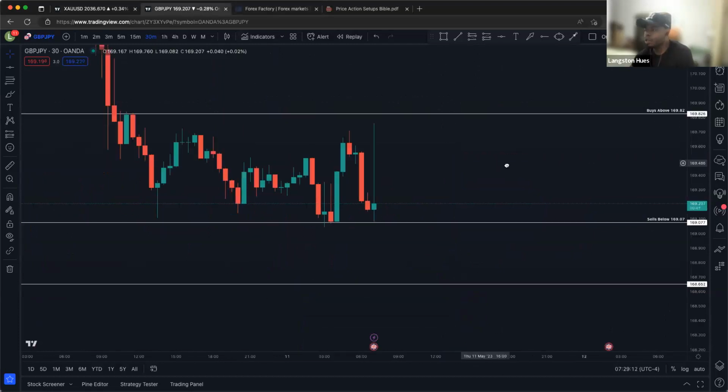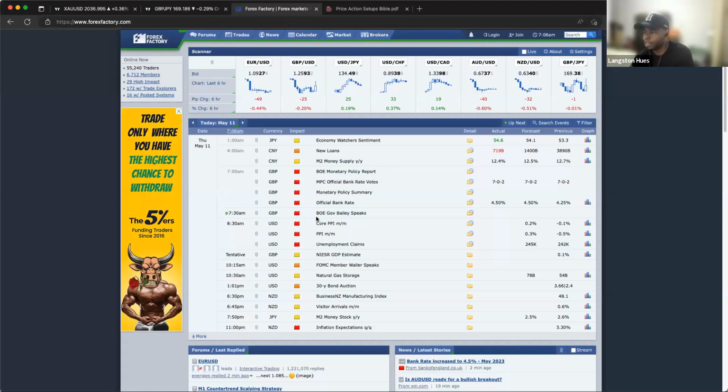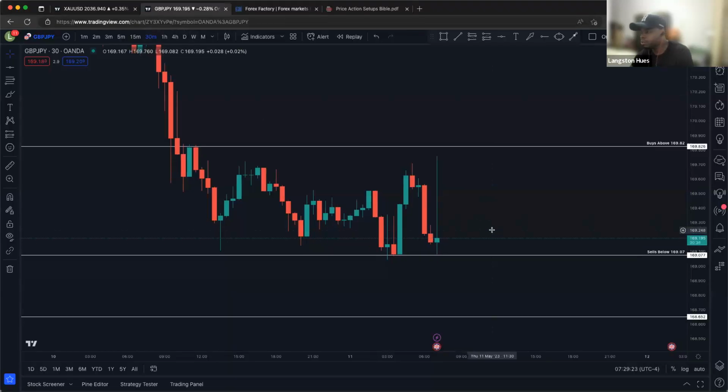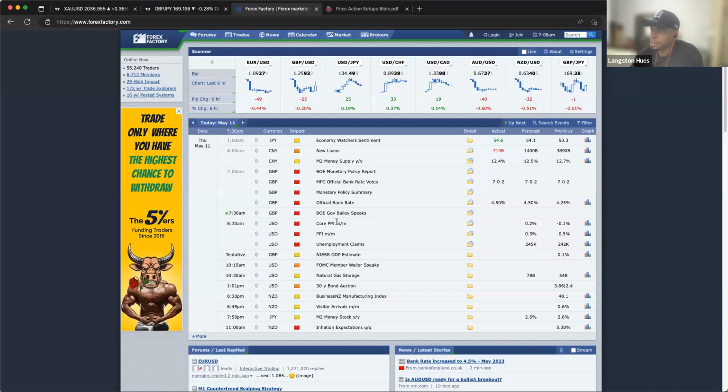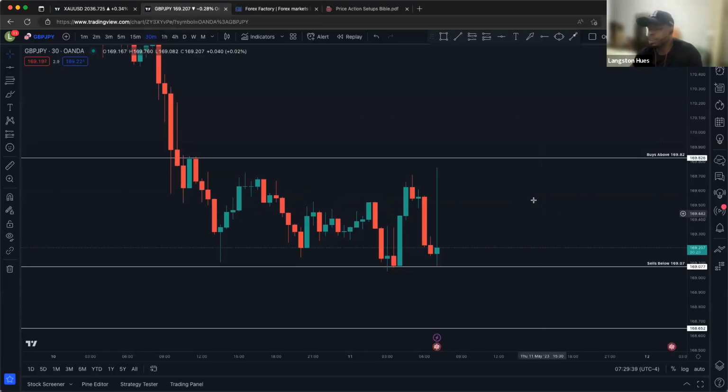All right, look, so we got some more news in about 1 minute for British Pound, BOE Governor Bailey speaking. So, let's see, about 30 seconds. Let's see if it has any effect. Bank of England Governor Bailey speaks in about 20 seconds, 10 seconds, 20 seconds. That's what it is. It's just waiting.